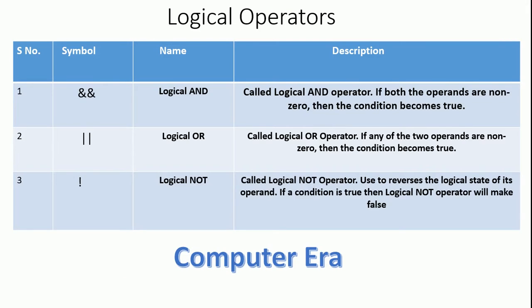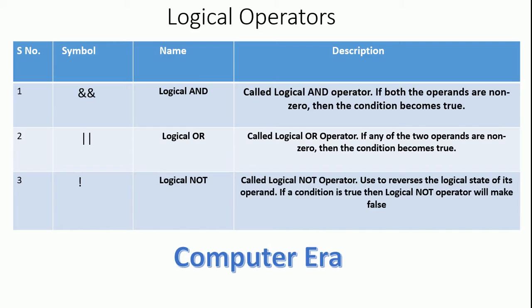Next is your logical operators. So logical operators: logical and, logical or, logical not. Yes, it is called the logical and operator. If both operands are non-zero, then the condition becomes true. Yes, logical operators also give the results in the form of true or false.